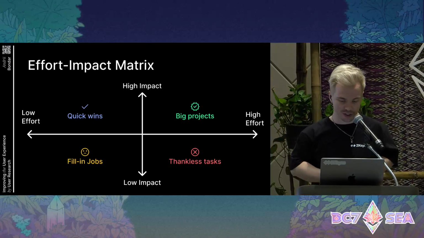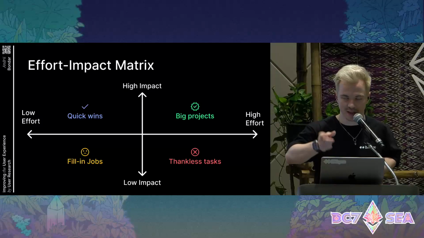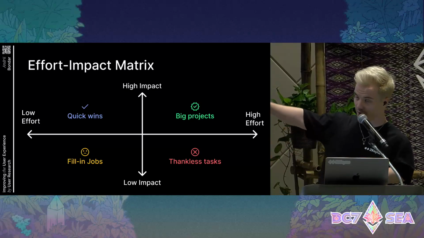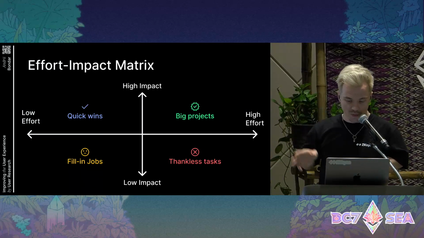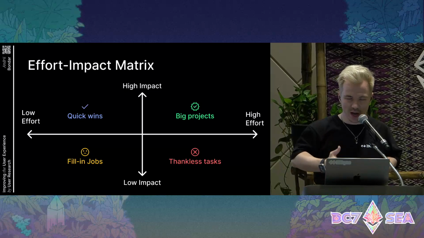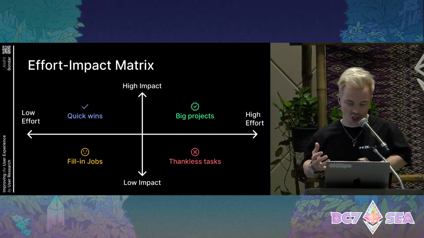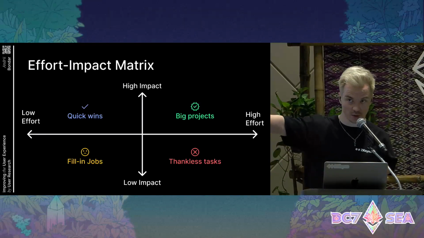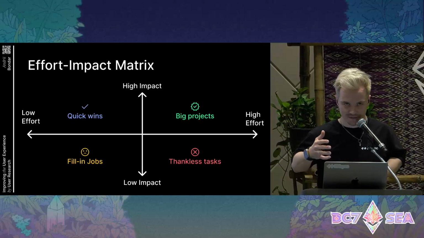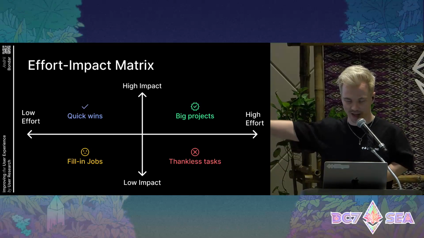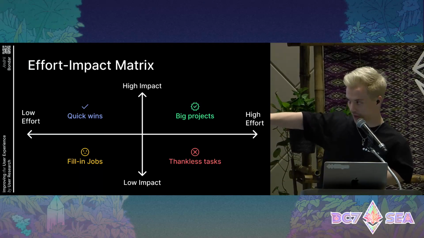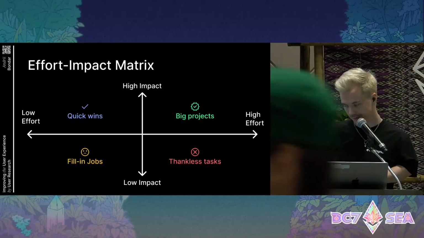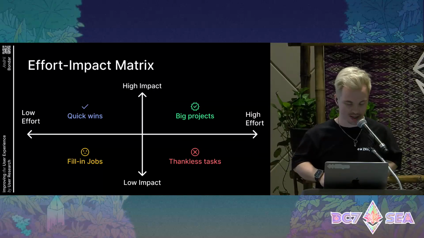If we have some problems which we can do quickly, like fix something, change the text, change the button, and it will have a lot of impact to the business, it will be on the left top part. If we have something that is very hard to solve and very low impact, it's like fill-in jobs. It's the left downside. But if we have low impact and high effort, it will be thankless tasks. So if you have something you can fix, it costs a lot, and no impact to the business, this is thankless tasks.